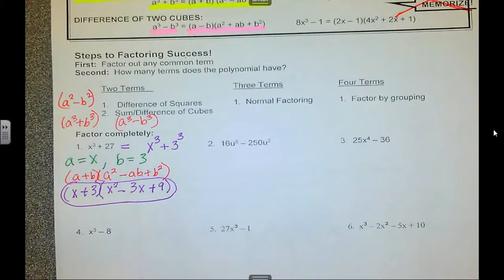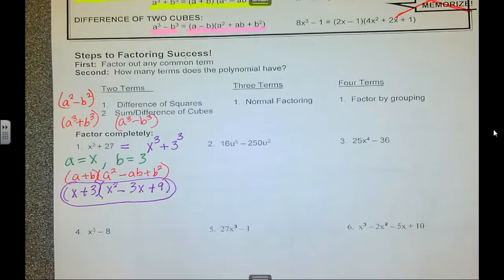See how easy that is? Easy, easy, easy. Okay, number 2. What kind of problem do I have here? What am I going to do?